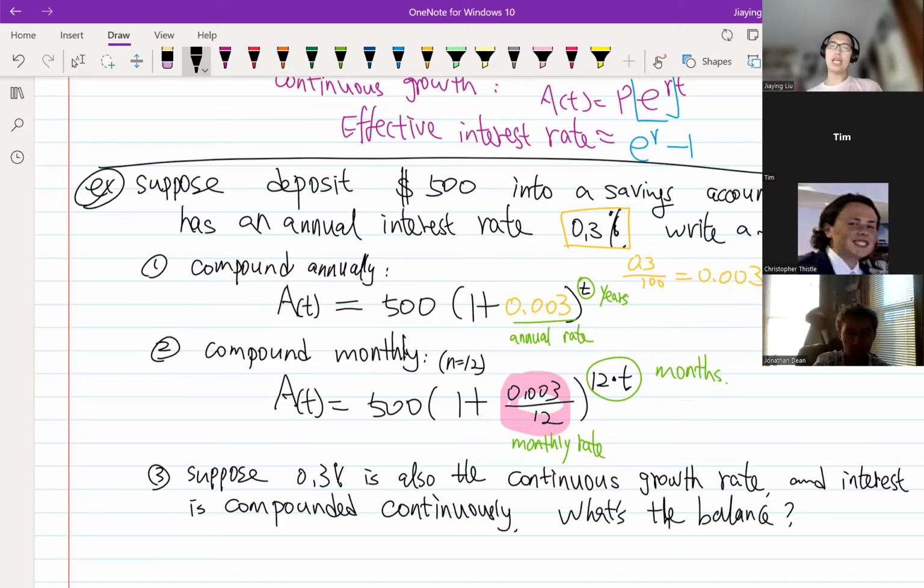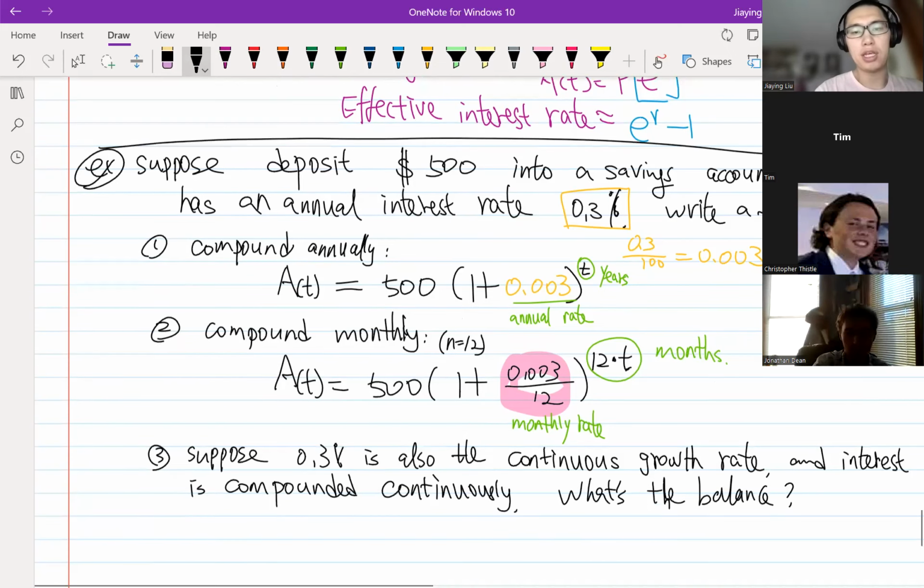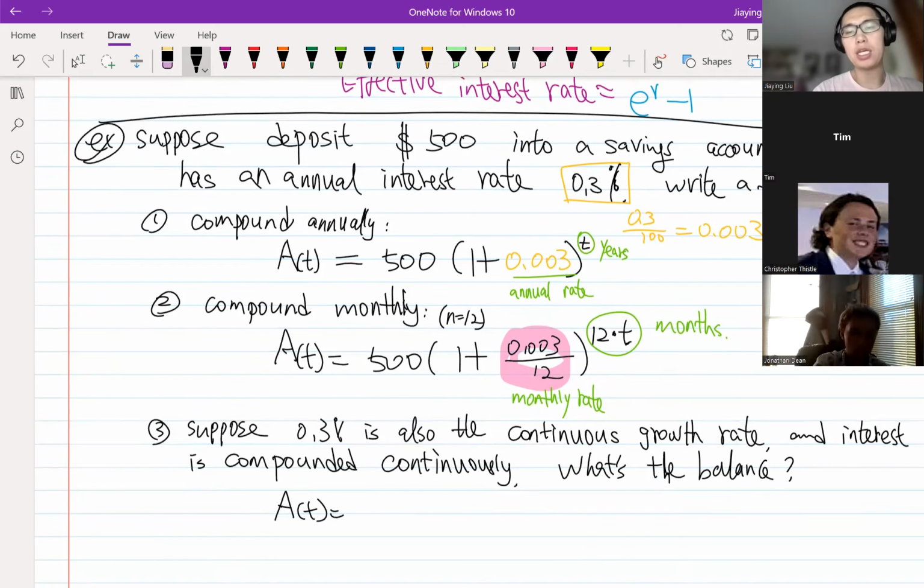So now we're looking at a continuously compounded interest model. So it's compounded continuously. We're going to have to use a different formula. It's not the compounded interest formula. We're going to have to use the continuous growth model, which is A of t equals P, the initial value, which again is 500, and then we use e raised to the rt as my formula. So e raised to the 0.003 times t. So that's a unique case.